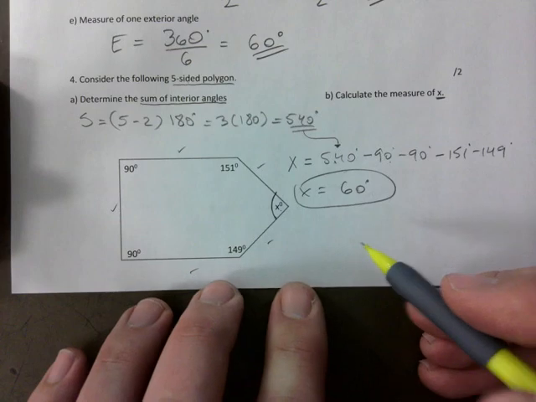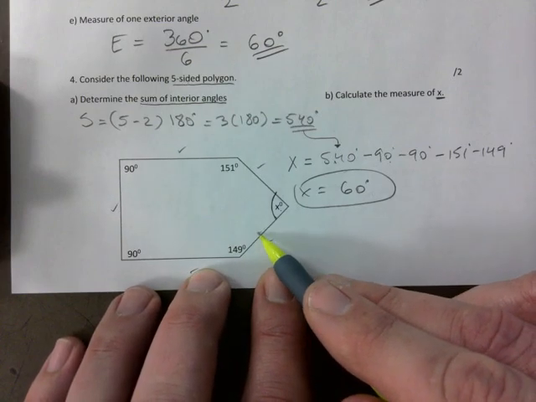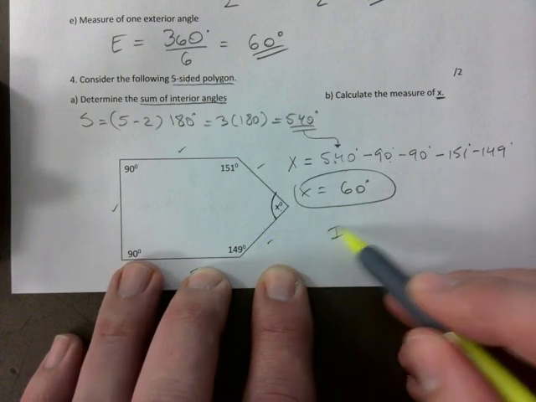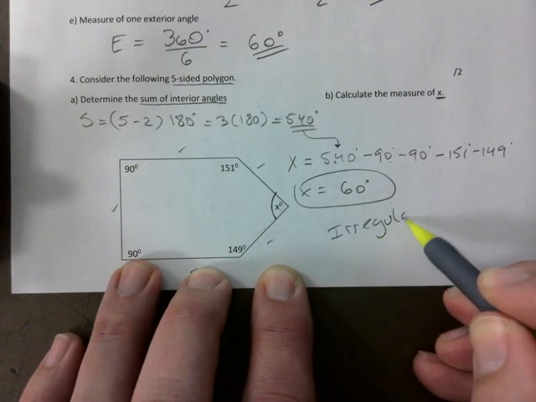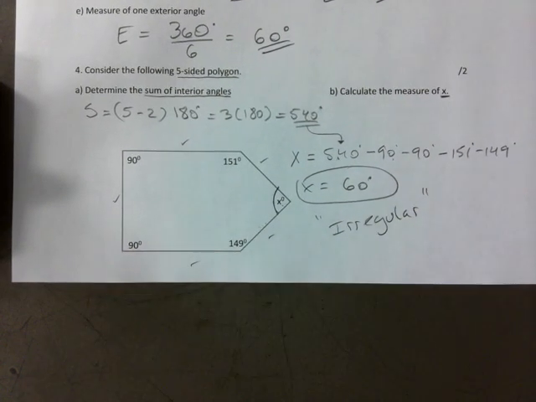Is this a regular polygon? This one here? It's irregular, right? What needs to happen for this is just a bonus, right? What needs to happen for something to be regular? 2 things need to be true. All angles are the same and all sides are the same. So a square, an equilateral triangle, stuff like that, okay?